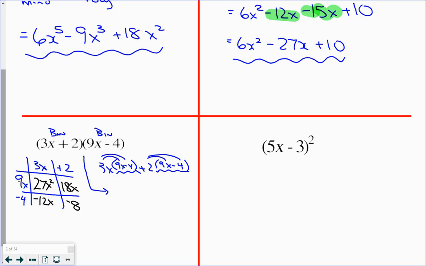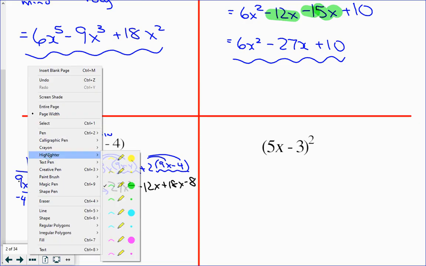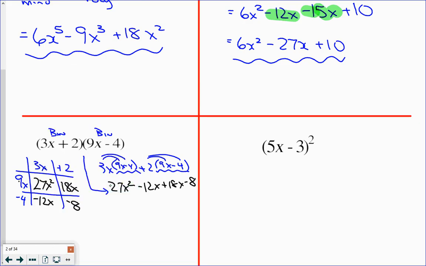If you're doing distribution or FOIL, so 3x times 9x, 3x and negative 4. Next one, 2 and 9x, 2 and negative 4. You end up with the exact same 4 terms. It's just that these 4 terms are in a square, these 4 terms are in a row. But you will have like terms.